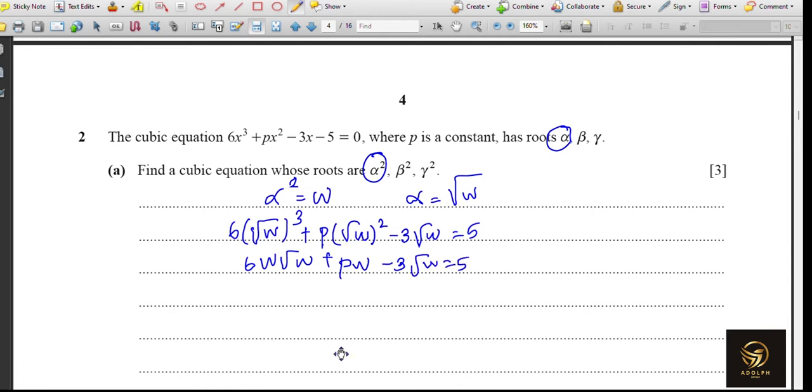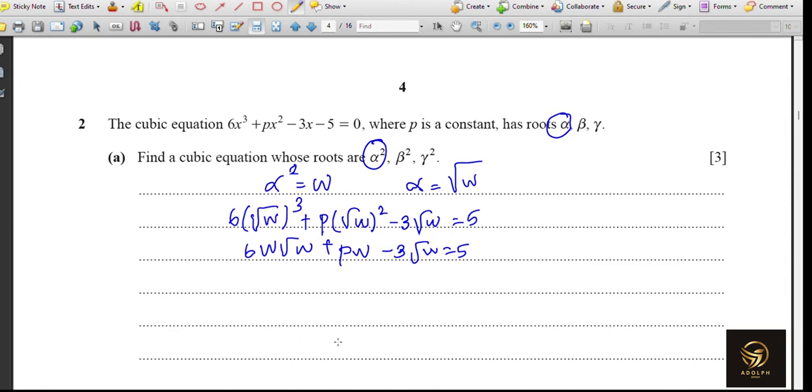In the next step, I can keep all the root values on one side, and the normal values on the other side. The root w terms have root w and 3 as common, so I take 3 root w as common, so in this term I will have 2w remaining, and here 1 is the balance. I just factorized. Then pw will go to that side, it will become 5 minus pw.